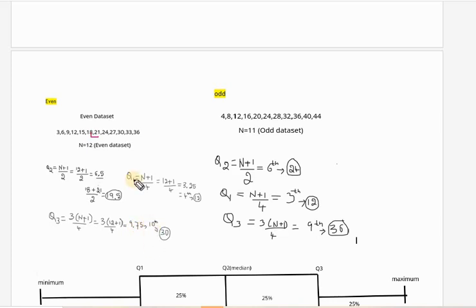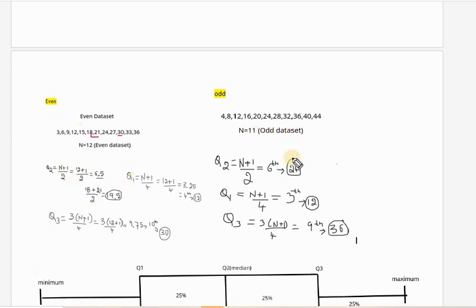The Q3 is as simple: 9.75, so the next value, the 10th, will be Q3, which is 30. Similarly, Q1 index is 3.25, then the next value, that is the fourth index, which is 12. So these are the Q1 and Q3 for the even data set.